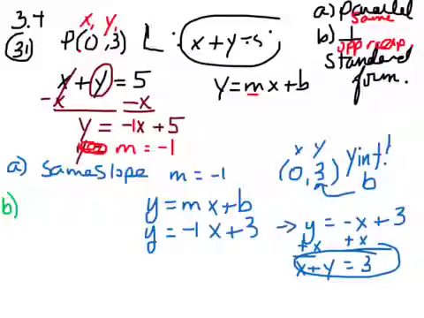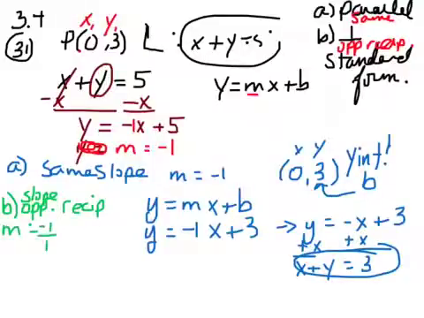For part B, we want the perpendicular line. Well, the perpendicular line has a slope that's the opposite reciprocal: opposite in sign, and a flipped fraction. If my slope is negative 1, let me put it over 1. If I flip it to get the perpendicular one, it would change the sign. So my new slope would be positive. This is my old one over here, but since this one's negative, the new one will be positive. And if I flip 1 over 1, I just get 1.